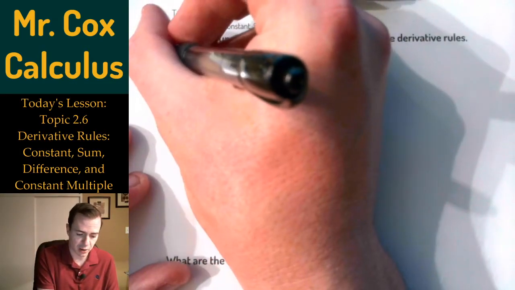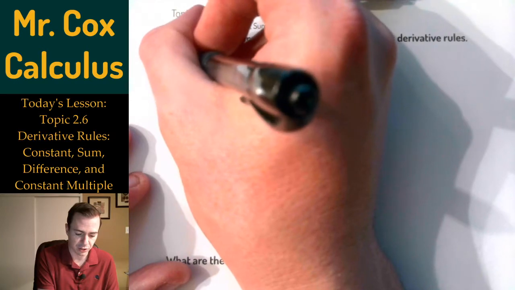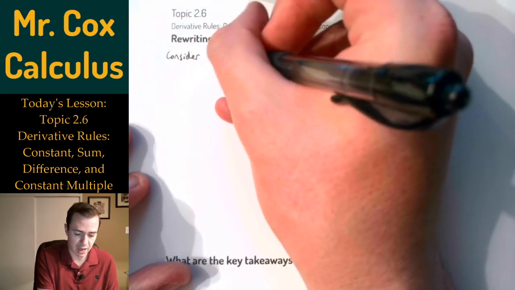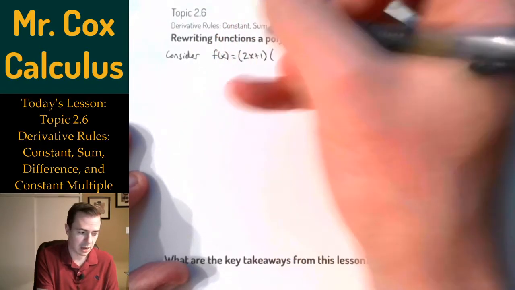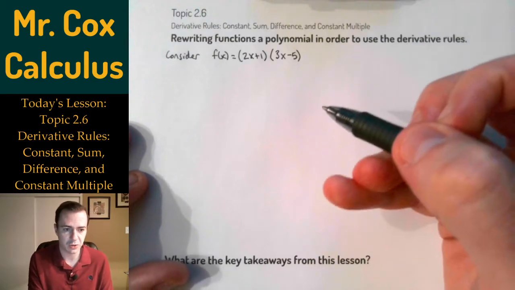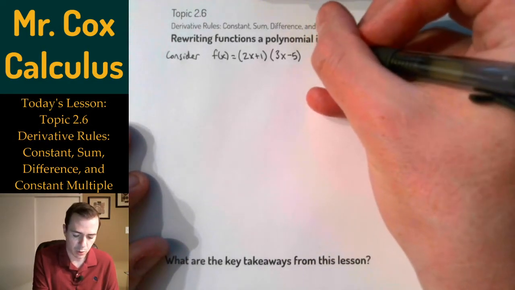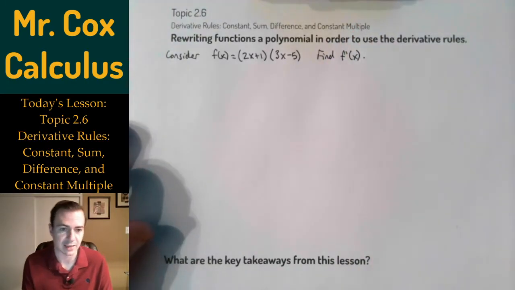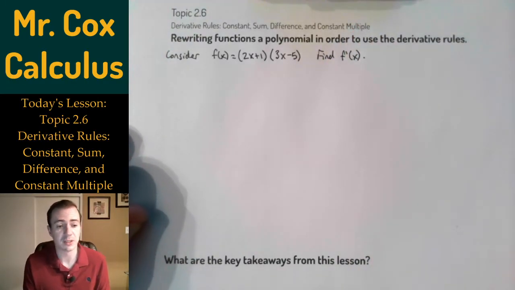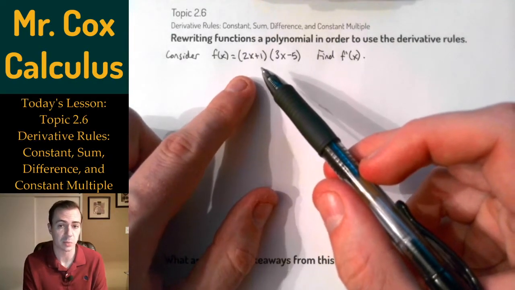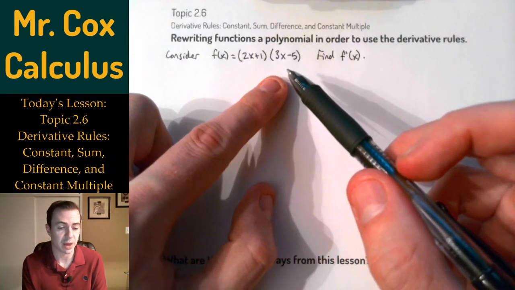So the first thing that I want to look at is I want to consider the function f of x equal to (2x plus 1) times (3x minus 5). So a binomial times a binomial. And what I want to do is find f prime of x. Now some of you may look at this and recognize that this is a product of two functions. It's the product of 2x plus 1 times 3x minus 5.